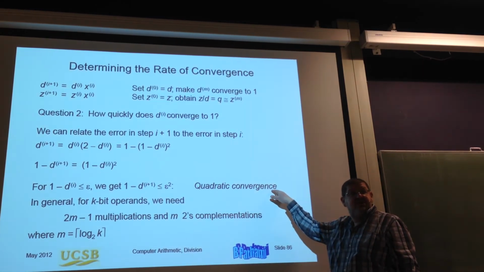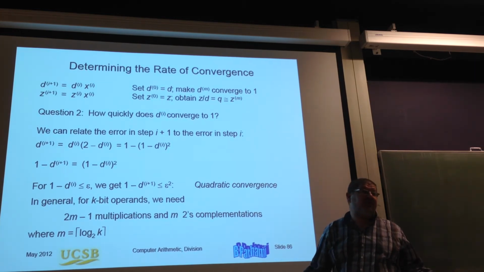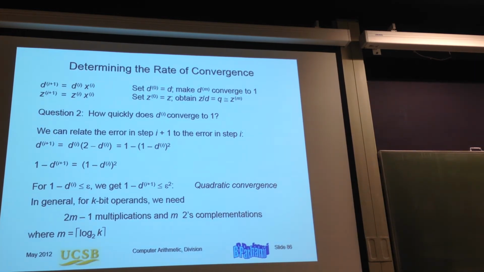quadratic convergence. If the convergence had been linear, then forget about the method. The method would not be good.